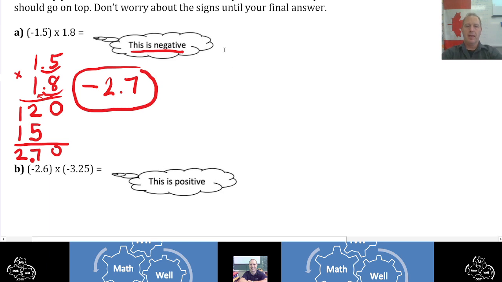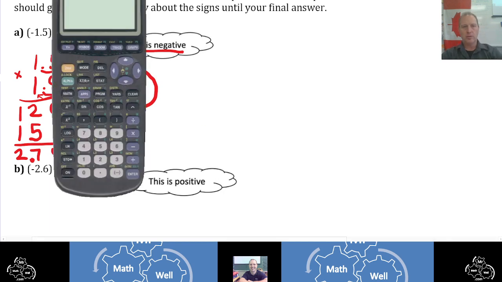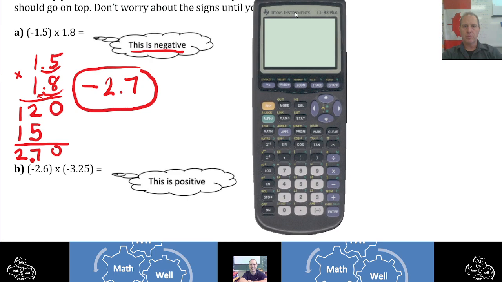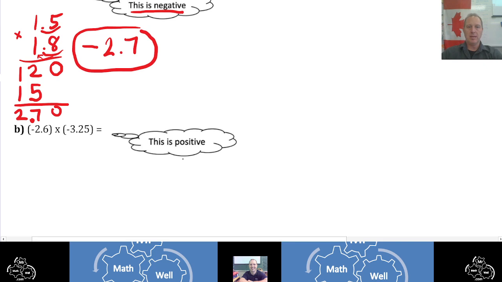Okay? And yes, you could get out your trusty calculator. For a lot of these questions, like B, we're going to have to do that. That's no problem. You can use your calculator for the most part here in this chapter. All right, so what happens then if we have a negative 2.6 times a negative 3.25? Well, this answer, first of all, is going to be positive.